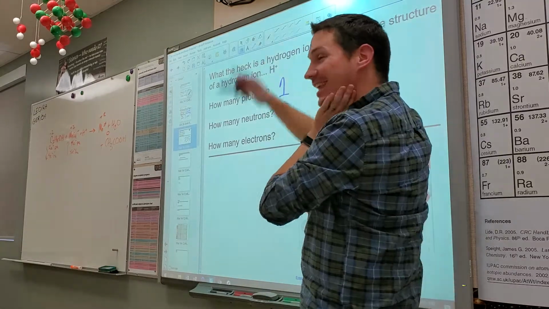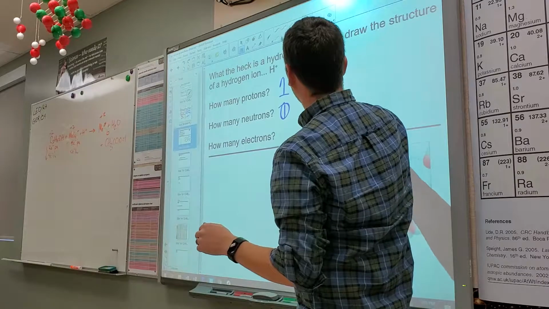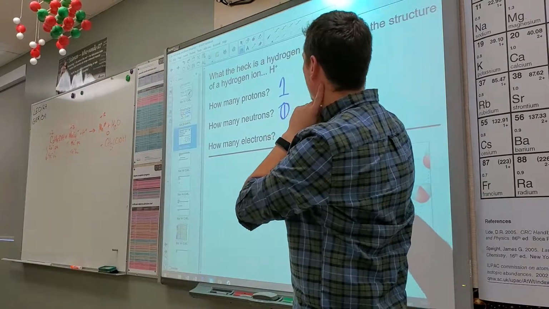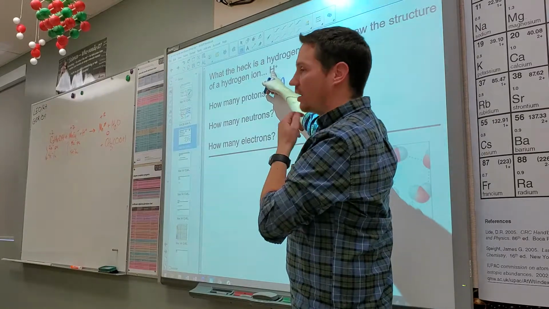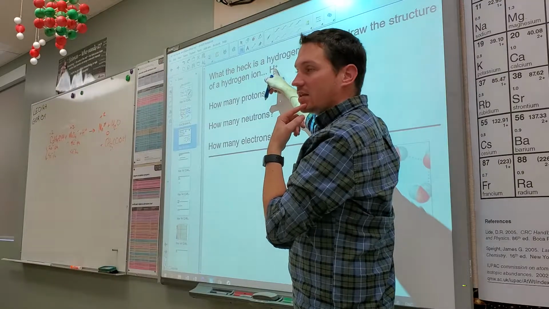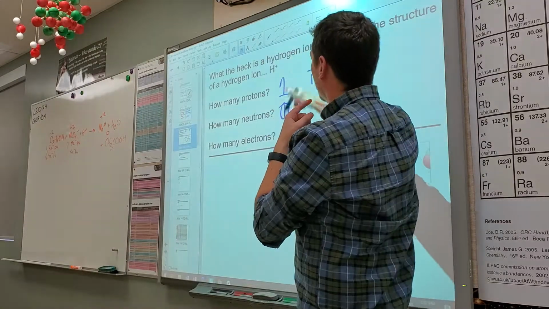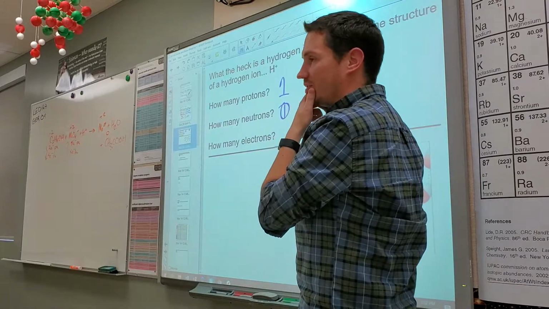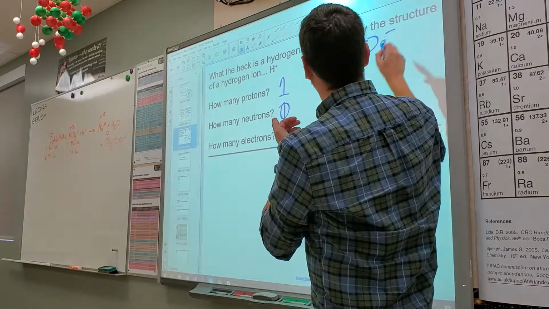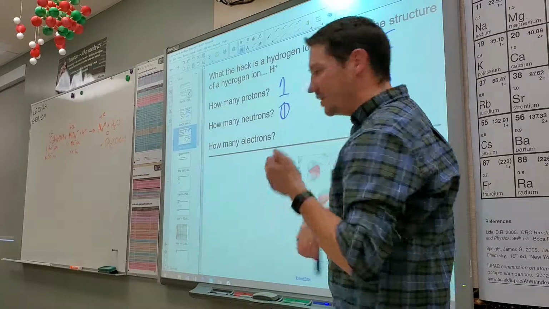So let's think about this. Normally in the Bohr model, it's got 1 proton, it's got 1 electron, right? And so its charge is 0 as an atom. But is this an atom? It's an ion. So have we gained or lost a negative? We lost 1 negative. So now how many electrons do we have? We have 0 electrons, 1 proton and 0 neutrons.